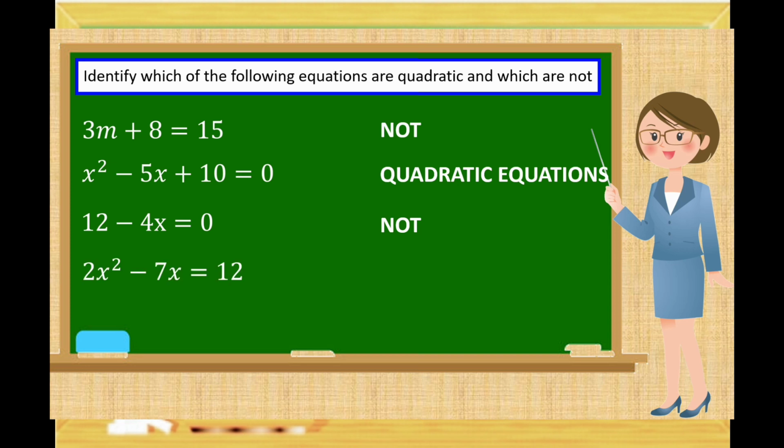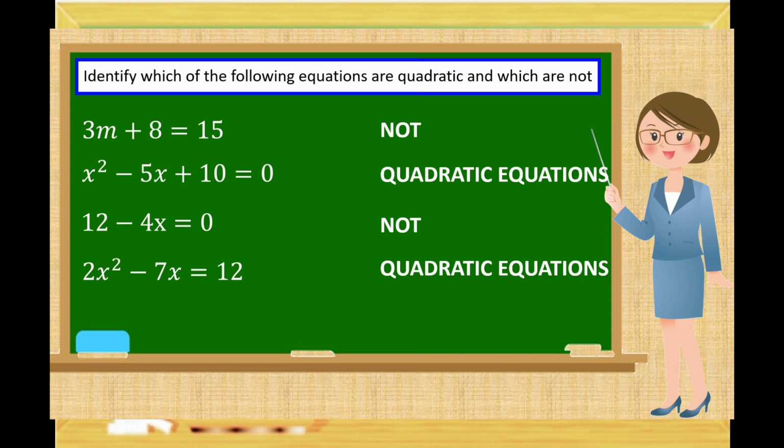Number 4. 2x squared minus 7x equals 12. Is it a quadratic equation or not? Answer is quadratic equation. But why? Simply because the highest exponent o yung pinakamataas na degree o exponent ng variable ay 2 at ang sign na ginamit ay equal, kaya tinawag na quadratic equation.